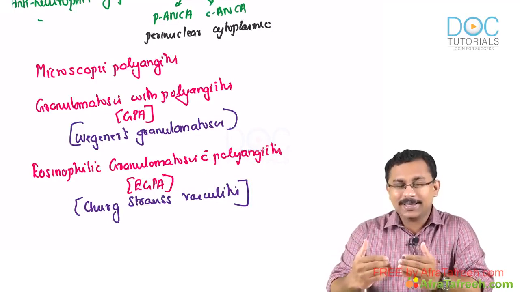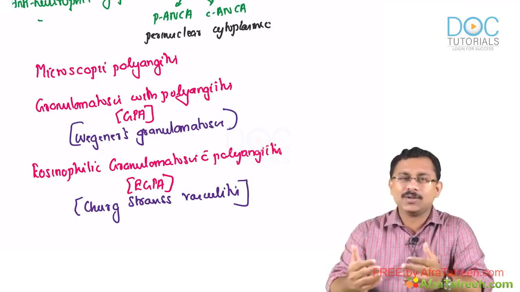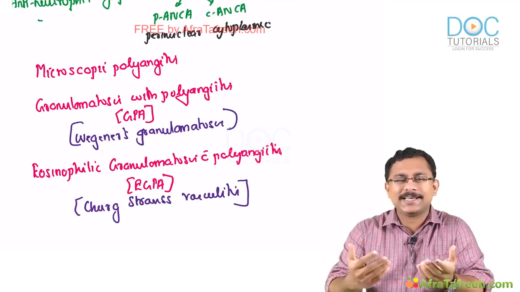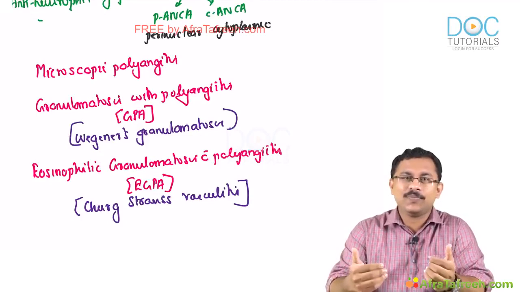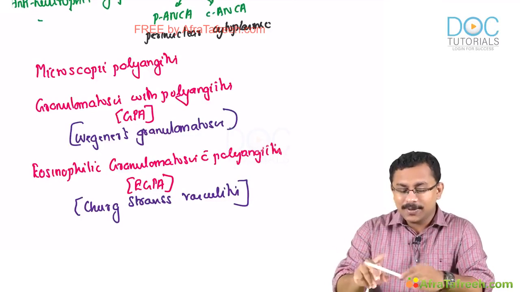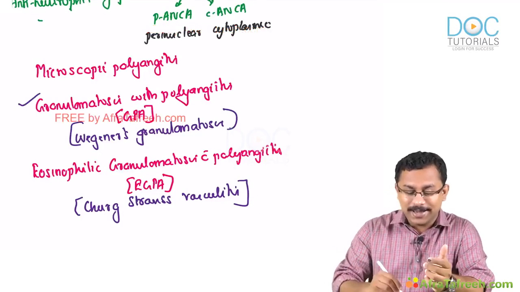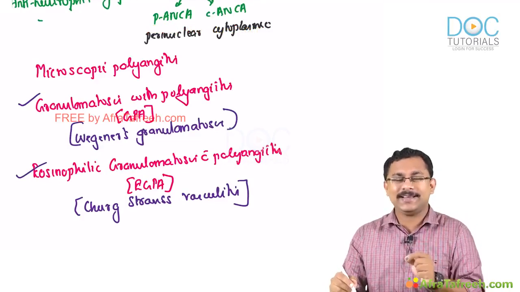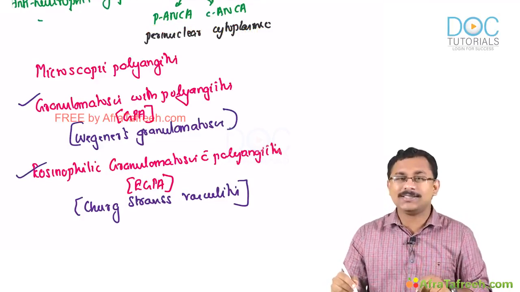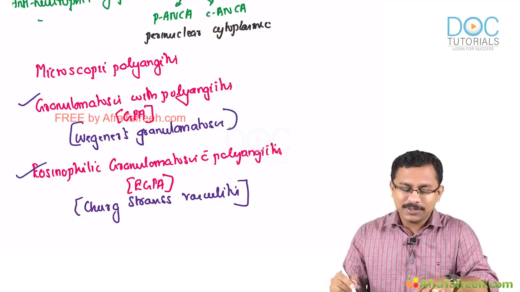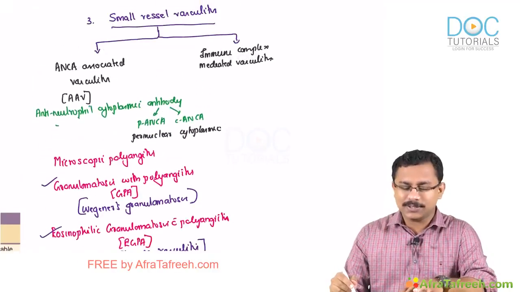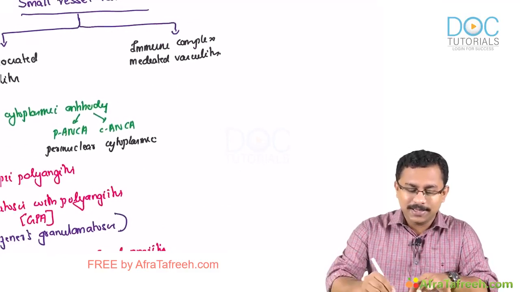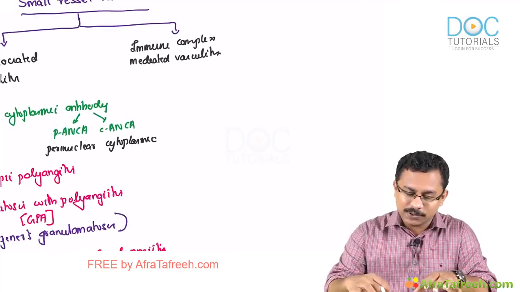So remember that the terms are now outdated, though for the convenience of discussion we use the terms Wegener's and Churg-Strauss even now, but in the exam the examiner might go for the GPA and EGPA. So always be careful. What is GPA? It is Wegener's, and EGPA is your Churg-Strauss vasculitis. So these are the ANCA associated vasculitis. Okay, and then you have the immune complex mediated vasculitis.